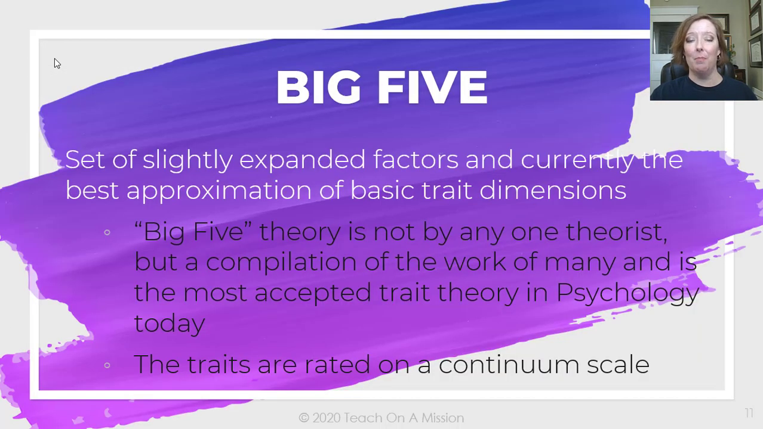Next, we get to the Big Five. This is a set of slightly expanded factors. This theory is currently considered the best approximation of basic trait dimensions. The Big Five theory is not by any one of the theorists, but a compilation of the work of many, and is the most accepted trait theory in psychology right now. The traits are rated on a continuum scale. So here are the basic Big Five traits.